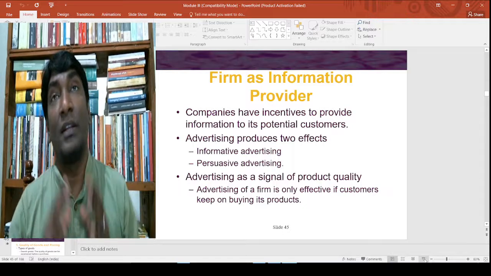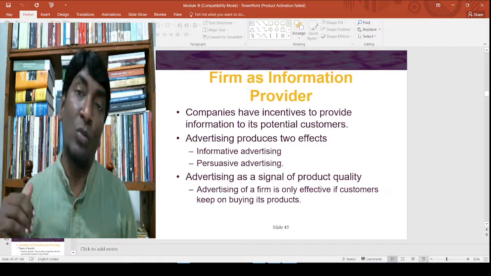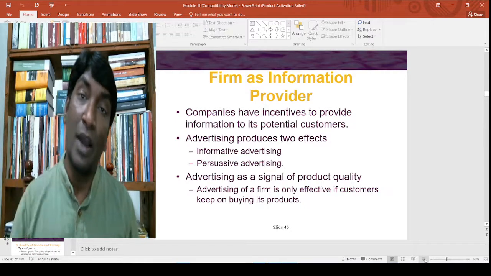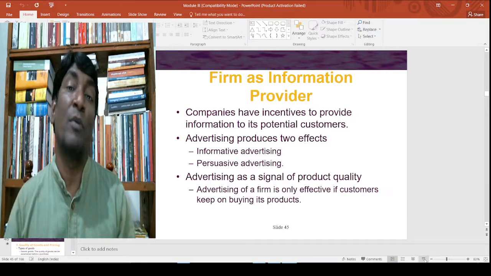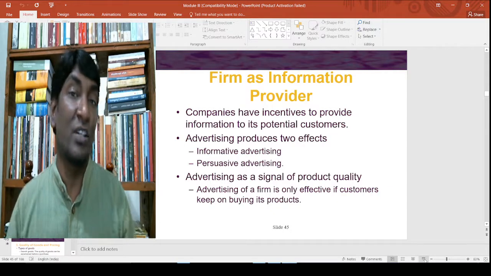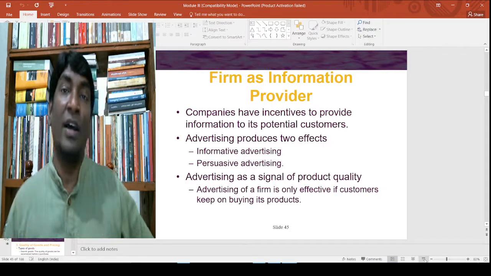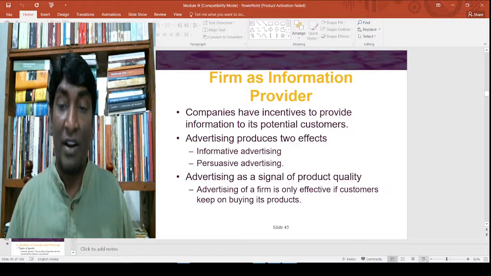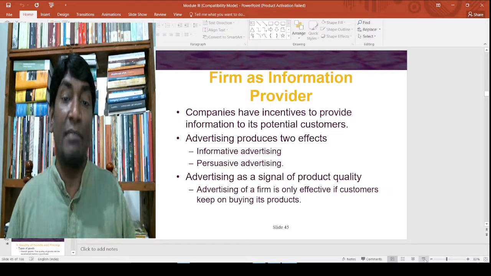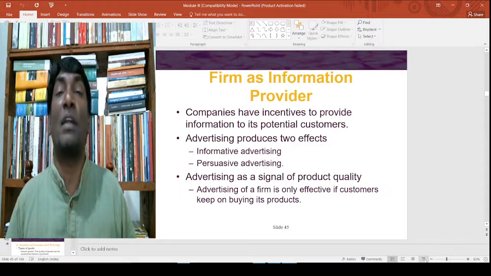So in the real world you have a set of issues, which is whether you want to make the person buy this thing, then it is called a persuasive kind. But if you simply want to give information, then also you can advertise. This is not actually a persuasive advertisement. So advertising as a signal of product quality, etc., can be information. At the same time, there are so many advertisements which are normally persuasive.